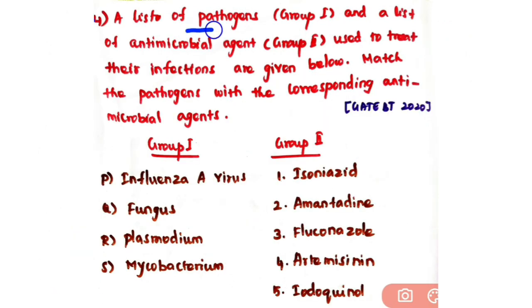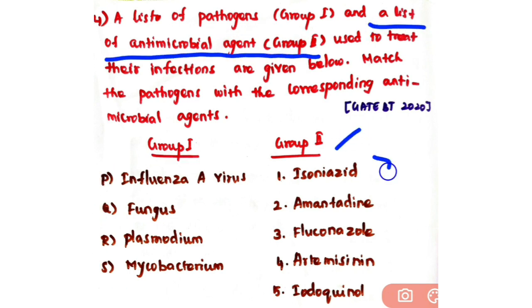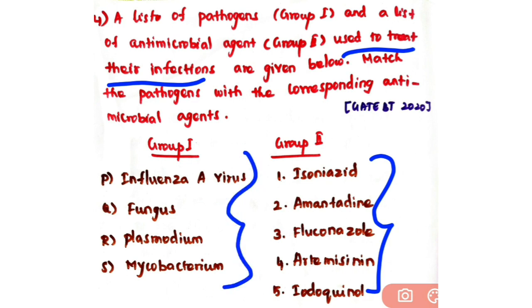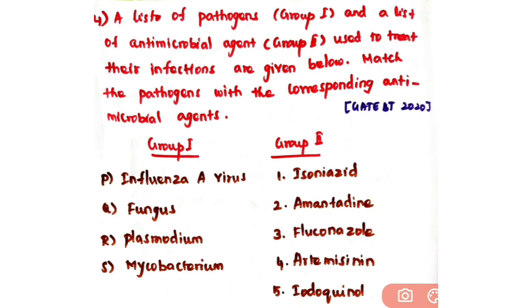Next question: a list of pathogens in group 1 and a list of antimicrobial agents in group 2. Group 2 has the antimicrobial agents used to treat their infections. You have to match the pathogens with their corresponding antimicrobial agents, that is, which antimicrobial agents help to treat these pathogenic infections.